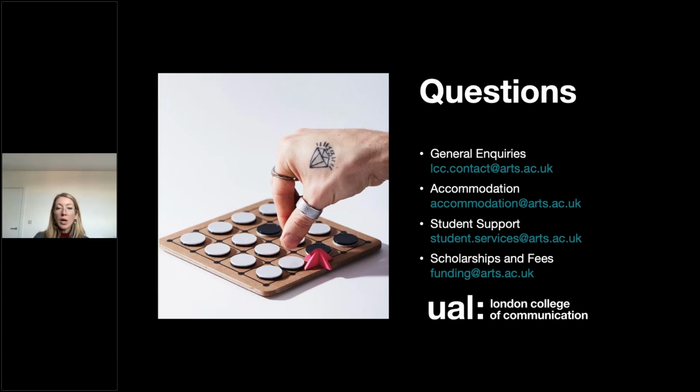For general inquiries, you've got a specific email, sccontact@arts.ac.uk. Also, if you've got questions about accommodation, student support, and scholarships and fees, please do contact these different services. You see the emails here, you'll be able to access them, both in terms of accommodation, student services, and funding. There are a lot of opportunities for students to actually explore these.